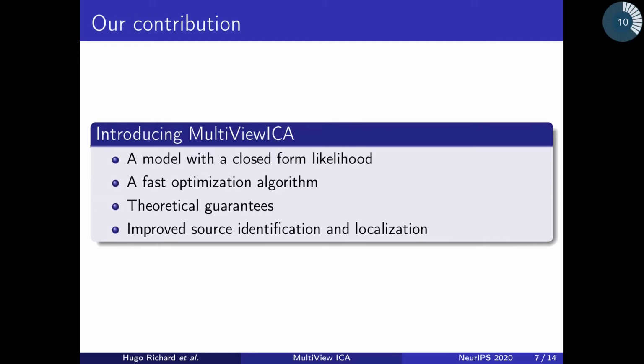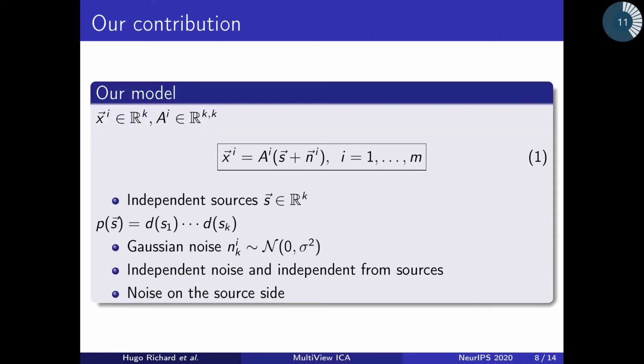Let me introduce MultiView ICA. MultiView ICA is a model with a closed-form likelihood and comes with a fast optimization algorithm. We have theoretical guarantees that our model is robust to misspecification of hyperparameters, and experimentally we see that our model outperforms all other group-ICA methods on various experiments involving two different neuroimaging modalities. Our model sees the data recorded by the sensors as a linear combination of shared independent sources plus noise. Importantly, the noise is on the sources and not on the sensors.